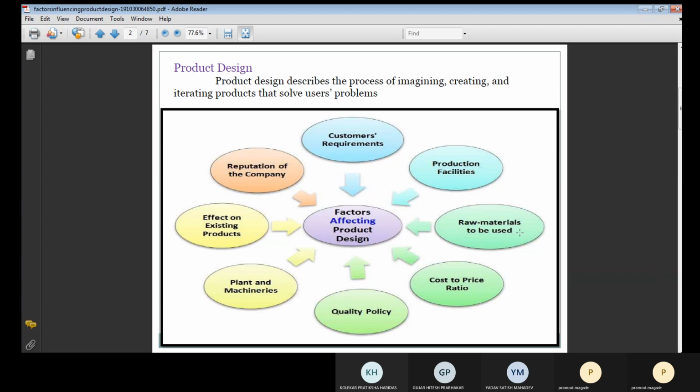But right now, the pencil-like structure is also available. You can use it anywhere, and that is also in compact space. So that will be the cost to price ratio. It can be considered while designing or developing things from the economical point of view. Correct. Of course, then the next one will be the quality policy.